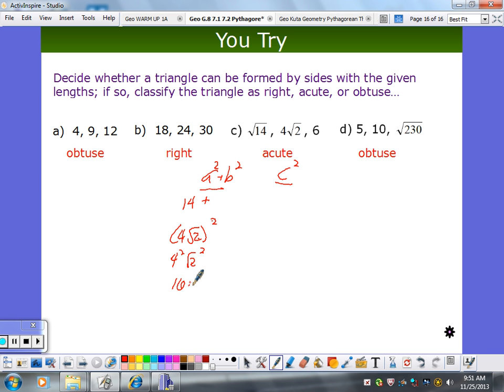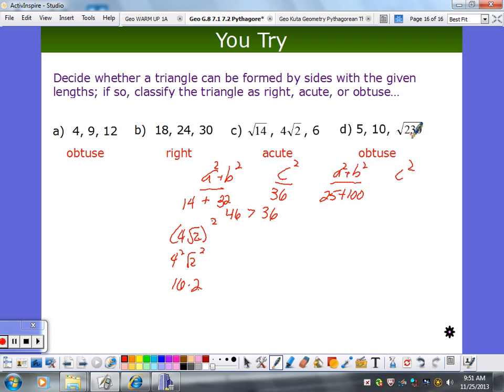16. Square root of 2 times square root of 2 is 2. 16 times 2, 32. Let's see, 6 times 6 is 36. 14 plus 32 is what, 46? I think? Doesn't matter, I know it's bigger than 36. So this one is going to be pointed to the C. This one is going to be a squared plus b squared: 25 plus 100, correct? C squared.